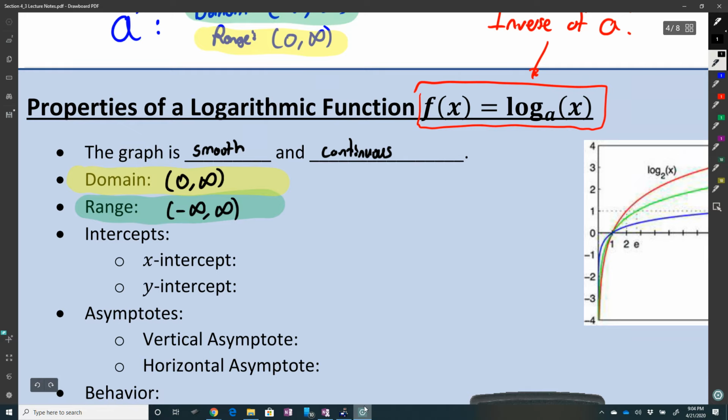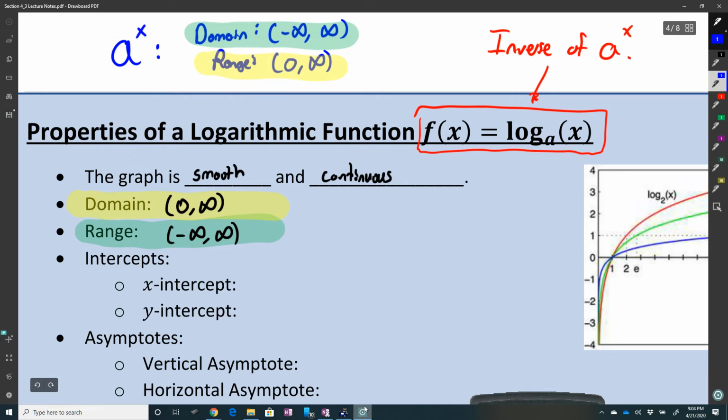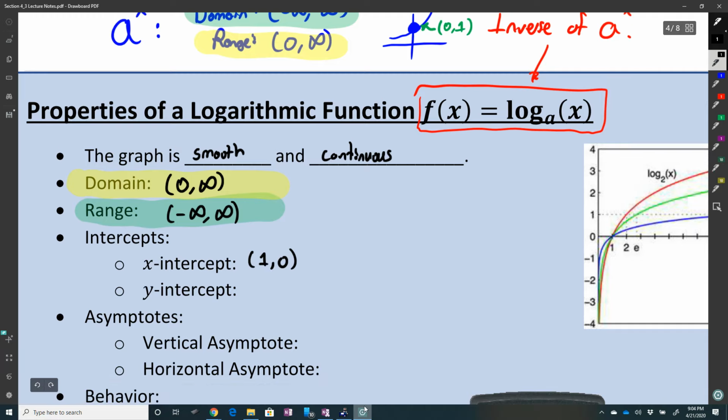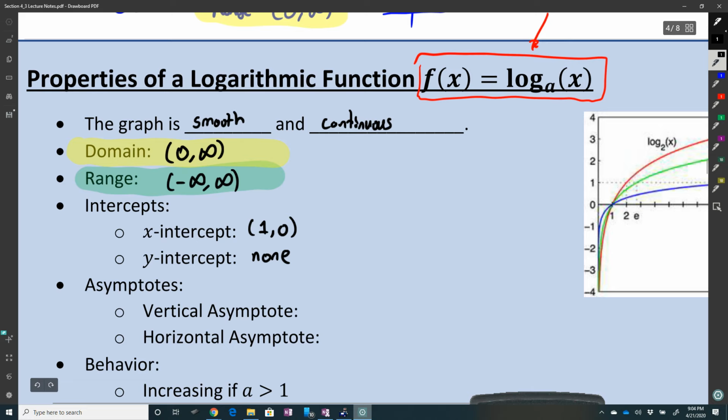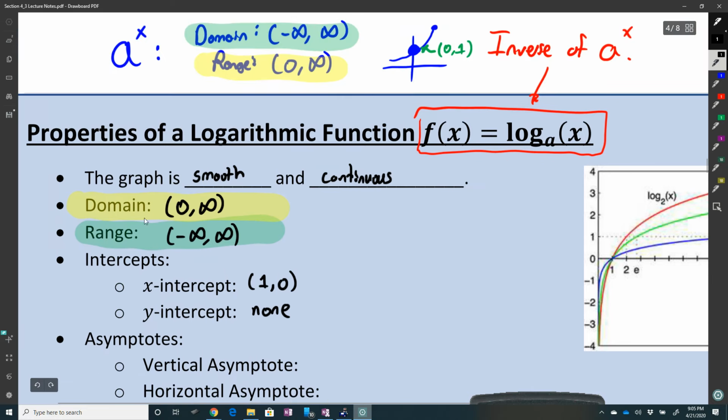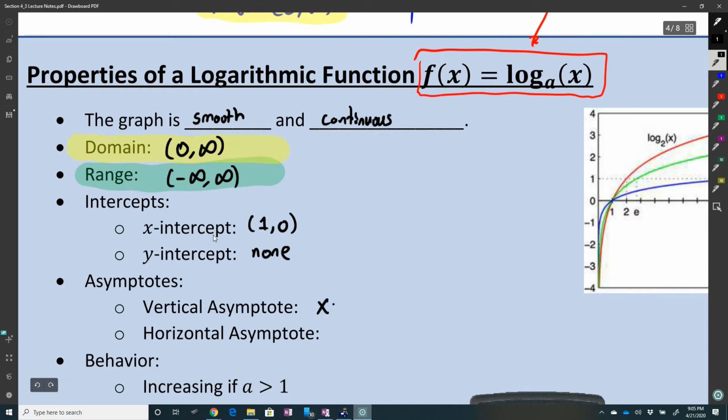X-intercepts, since they're inverses, remember that this always went through the point 0, 1, which means that this will always go through the point 1, 0. So it has an x-intercept, but there are no y-intercepts. Asymptote. If the exponential had a horizontal asymptote, the inverse will have a vertical asymptote. So it has a vertical asymptote at x equals 0, a horizontal asymptote, none.